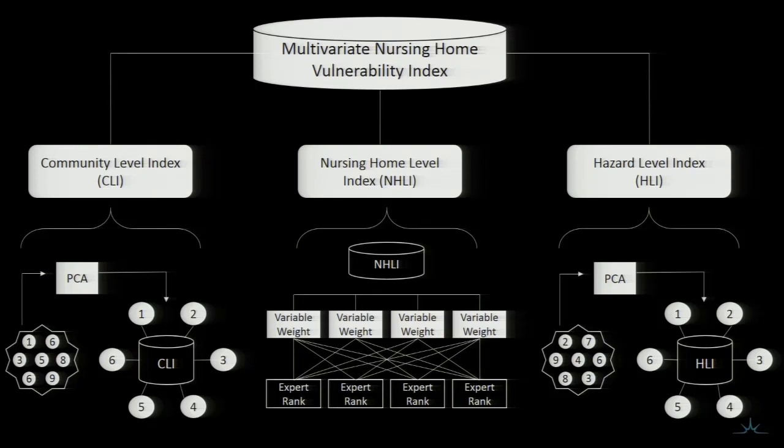For the nursing home index, as well as the multivariate composite index, we're using the analytical hierarchy process. The reason we use this for these two indices is because it allows for experts to speak into this process. We pass out a survey to experts within these fields. We ask them to fill out on a scale of 1 to 9 their opinions on the importance of the variables, 9 being most critical, 1 being least critical.